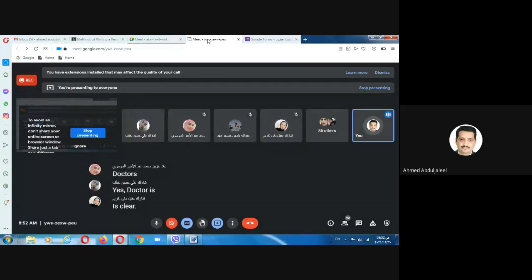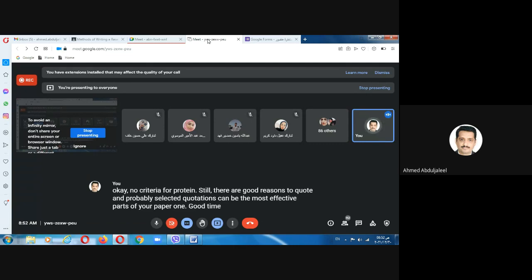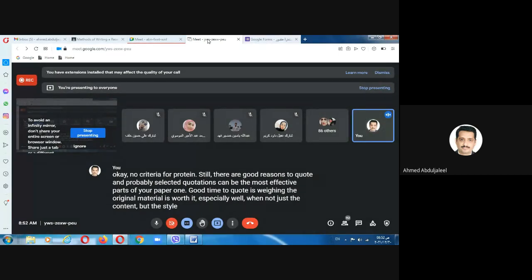Now, criteria for quoting. Still, there are good reasons to quote, and probably selected quotations can be the most effective parts of your paper. One good time to quote is when the original material is worded especially well, when not just the content but the style too is worth retaining. So this is reason number one.